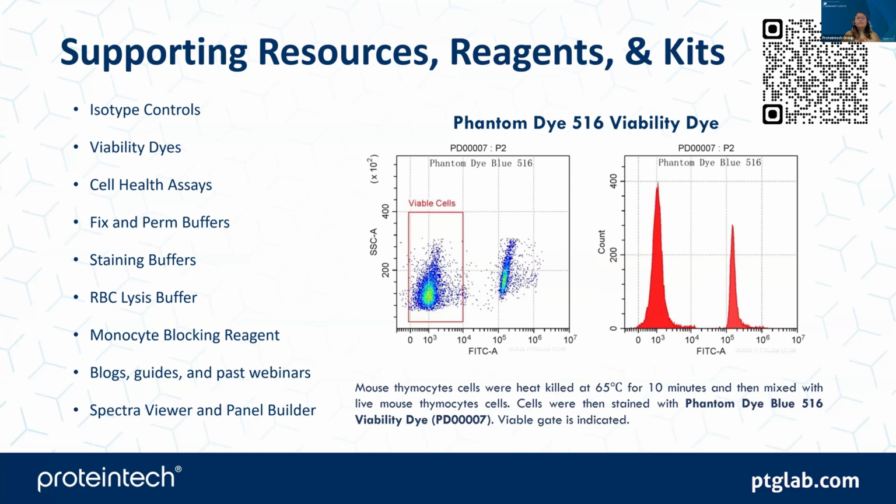And then finally, I just want to mention that Proteintech also offers supporting resources, reagents, and kits for flow, including isotype controls, viability dyes, cell health assays, and various buffers. We also offer a wide variety of blogs that cover topics from panel design, gating, and data analysis, as well as protocol guides and past webinars from internal and external speakers. We also have resources to help with panel design, as Ali mentioned. So we have our Spectra Viewer to help with multicolor panel experiments, as well as our panel builder, where you can set your specific cytometer and enter panel details for a customized panel design.